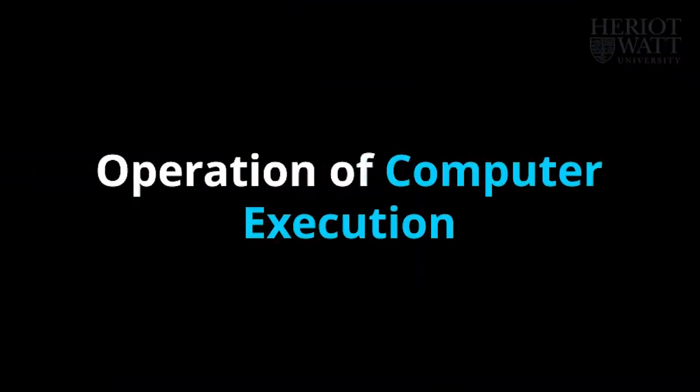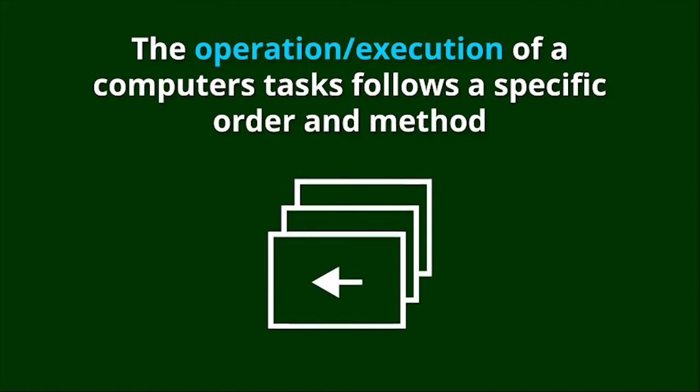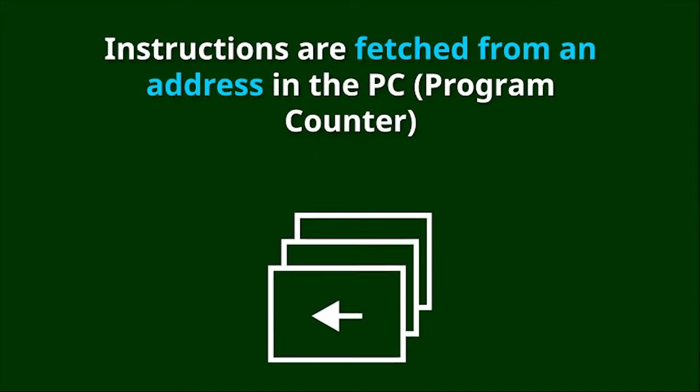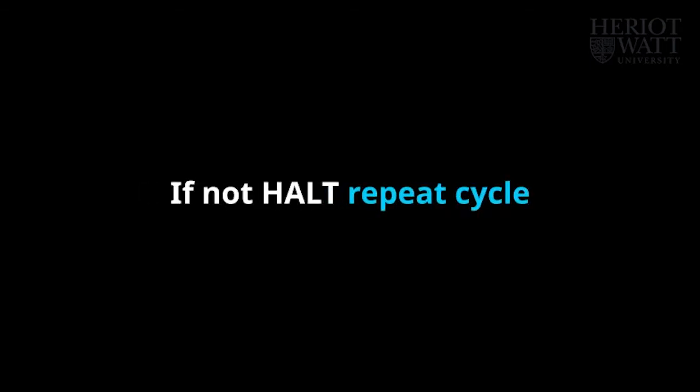Operation of computer execution. The operation and execution of computer tasks follows a specific order and method. Instructions are fetched from an address in the PC, or the program counter. Program counter incremented. Instruction decoded. Data for instruction fetched. Instruction executed. If not halt, then repeat the cycle.